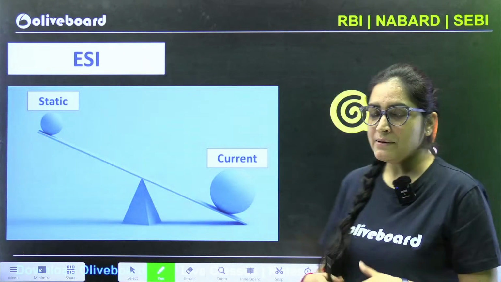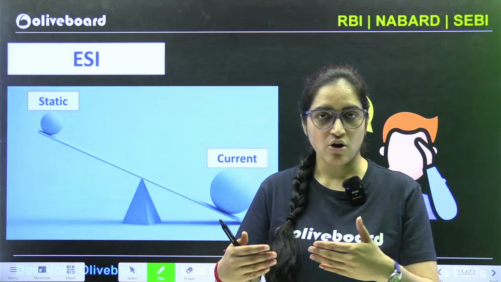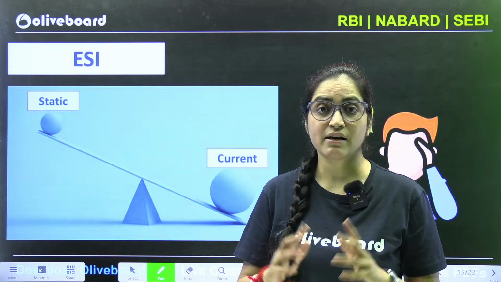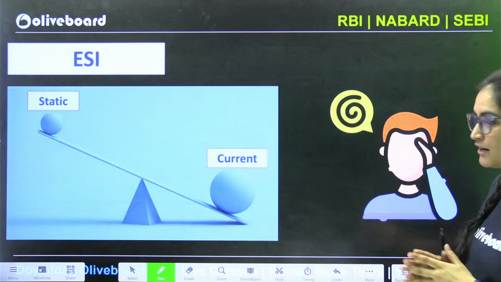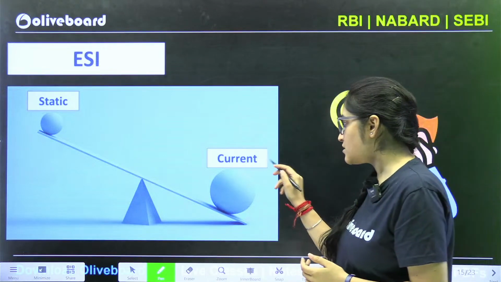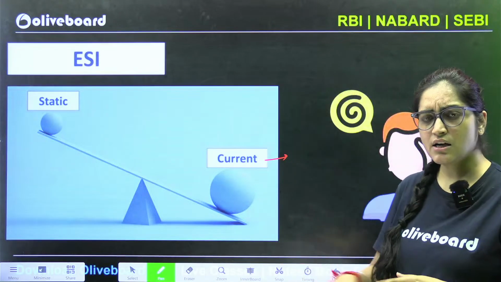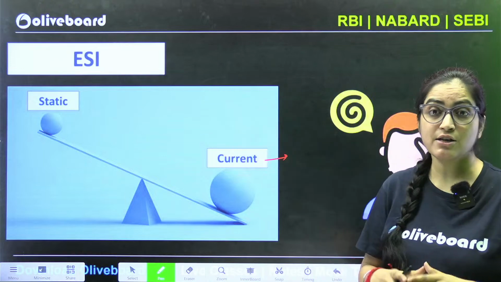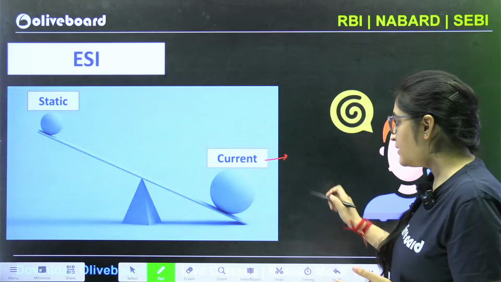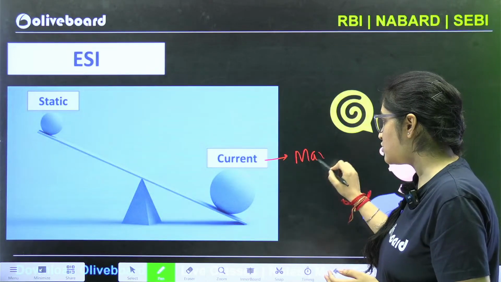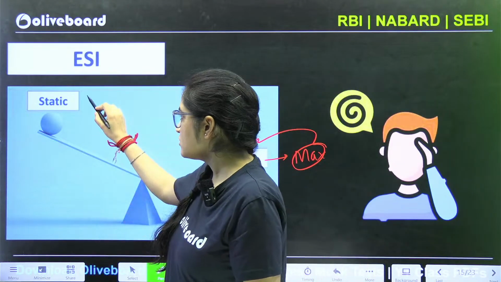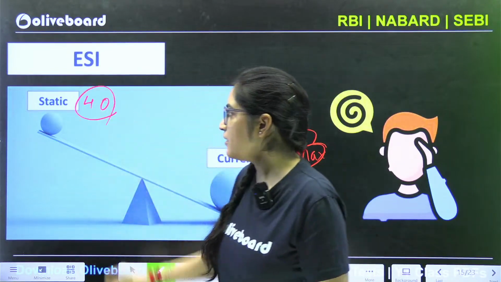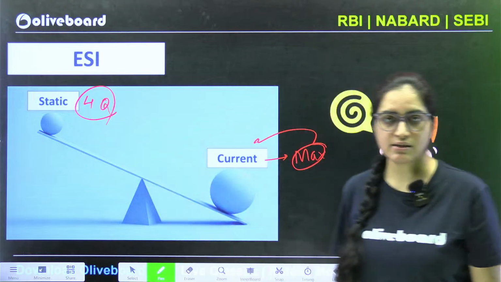Now, whenever you go through your previous PYQs, you might get confused whether to go with static or with current, because in the last couple of years the current affairs weightage in your ESI paper is huge. You will find that maximum questions are from current affairs only. Only 4 questions were from the static part.